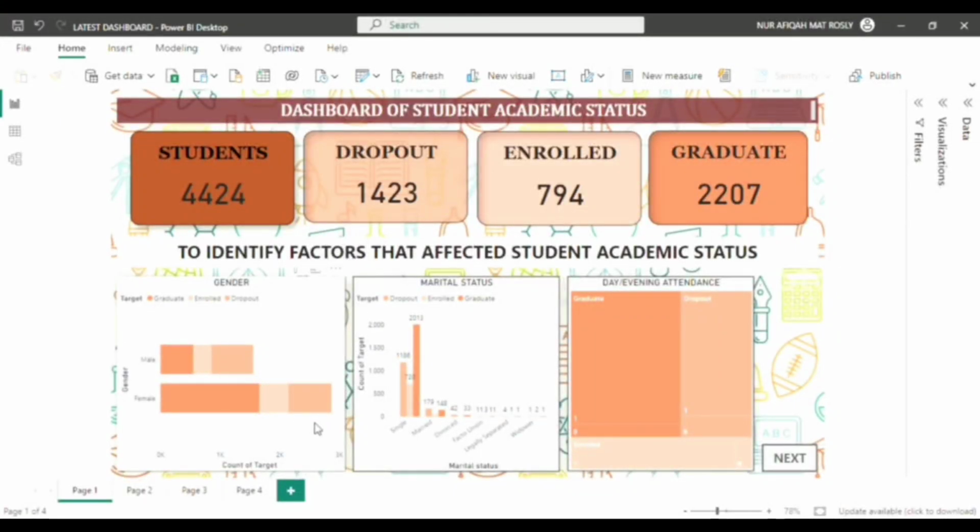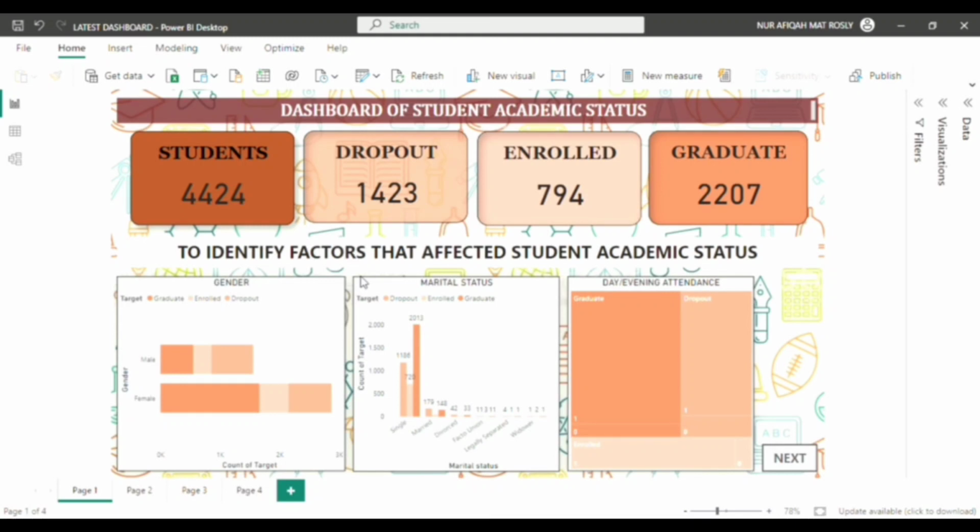Now, we look at the dashboard that we have created to achieve all our objectives. On the first page, we use 4 cards, one of which shows the total amount of student data, while the other 3 cards show the amount for student status, namely dropout, enroll, graduate. On the first page, there are also several dashboards that answer the first objective, which is to identify the factors that affect the academic status of students.